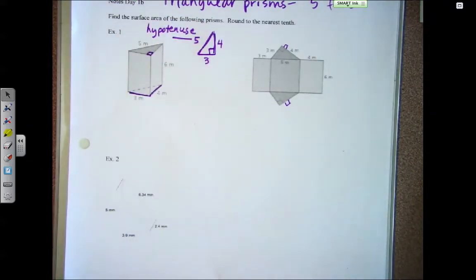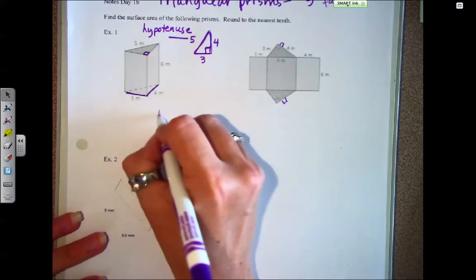Now, when we're trying to find the area of a triangle, do we use the hypotenuse? No, we don't. And we're not going to use the hypotenuse very much this year. You're going to use it a lot next year. We used it a lot last year. So we have 2 triangles.